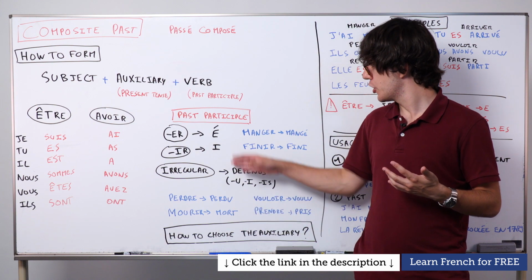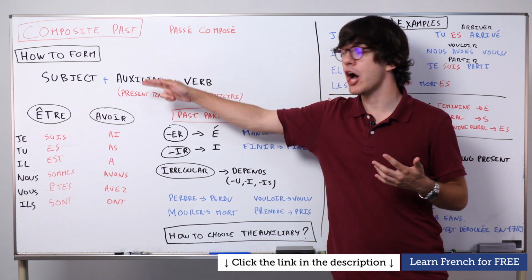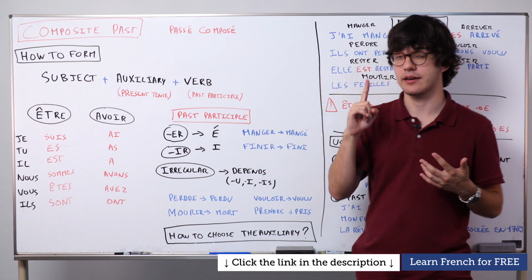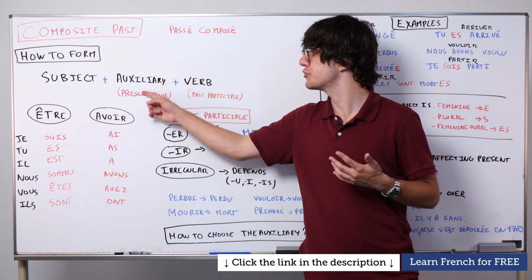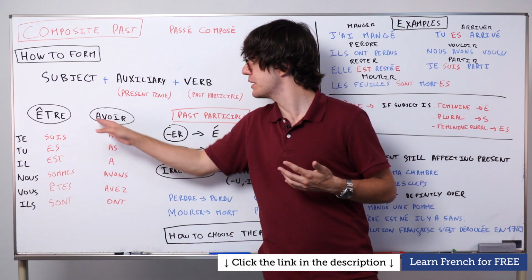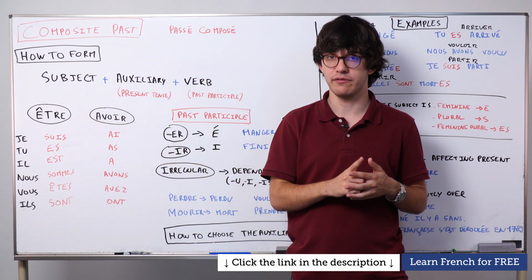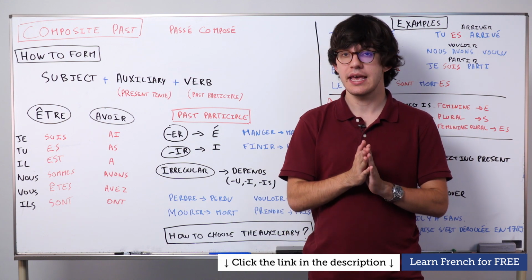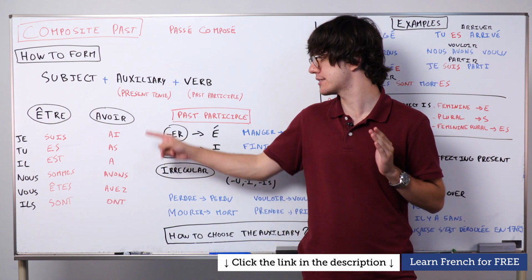And then you know everything about how to form the past participle. But there is one thing that I didn't mention, which is how to choose the auxiliary. Because you cannot just pick one of them. You need to be careful. So there is one rule to decide how to choose the auxiliary. In almost all the cases, it's avoir.